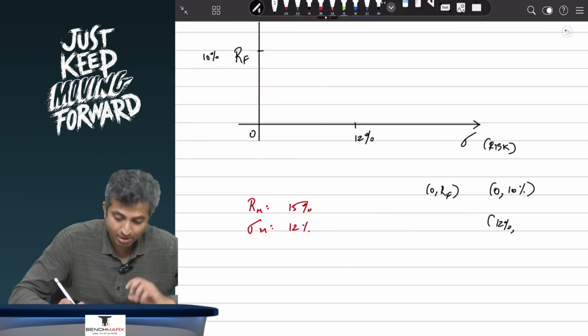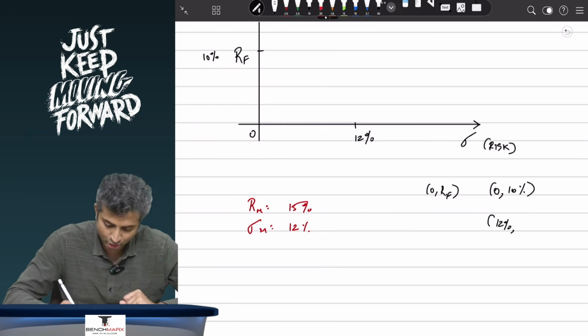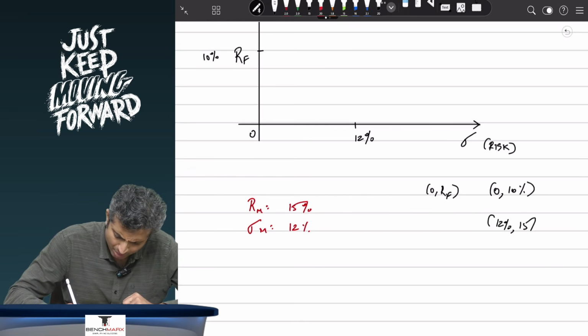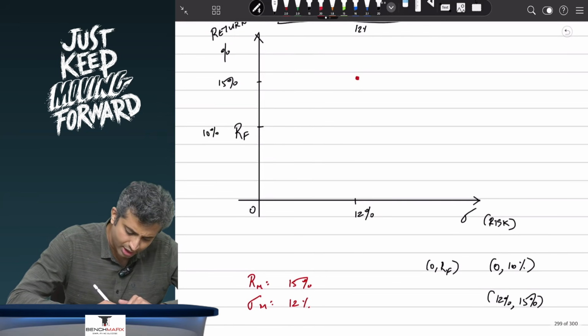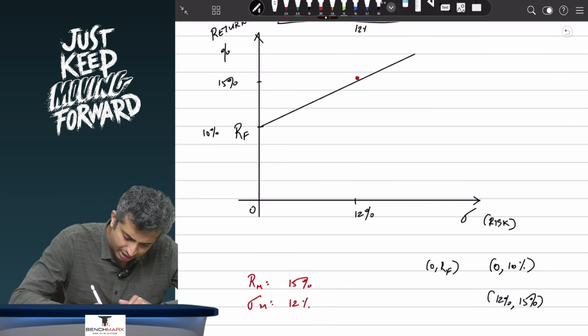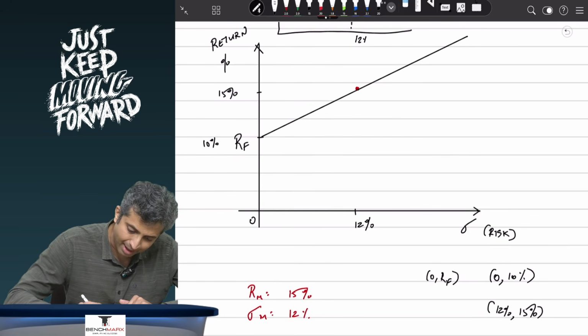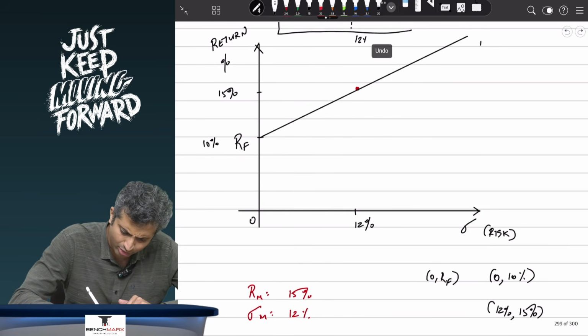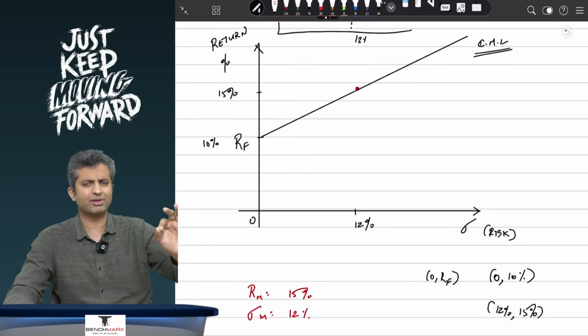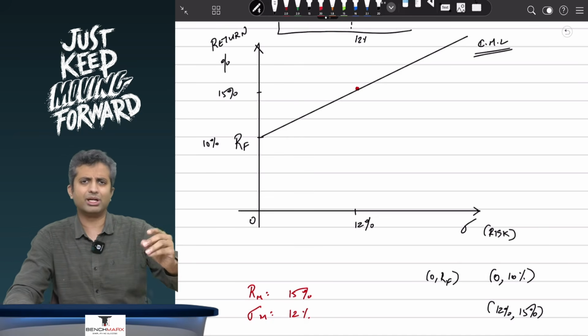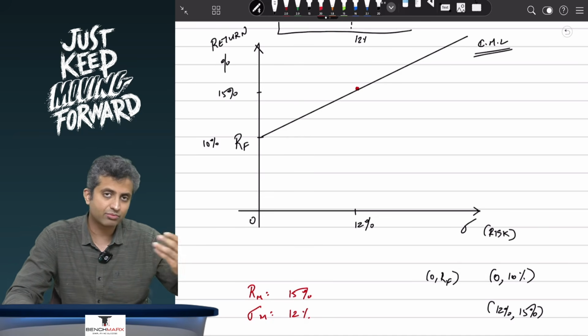See, beta of the market is 1, standard deviation of the market is not 1. So maybe 12, 15, this is your optimal portfolio. So now over here, if you were to draw a line, maybe this line is called the capital market line, CML, where, see, for a line you need 2 points. One point can be 0, RF, even at 0 total risk or 0 beta, there will still be a return, which is a risk-free rate.